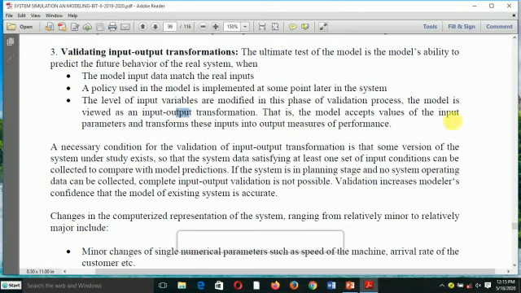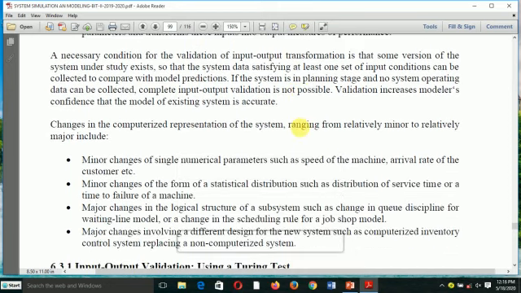So the model accepts a value from an input parameter and transforms the input into output, a measure of performance. It is what I told you. It means that the model will accept some value from the input parameter, and then it will transform the value into the output. So if you change anything, the output will change.